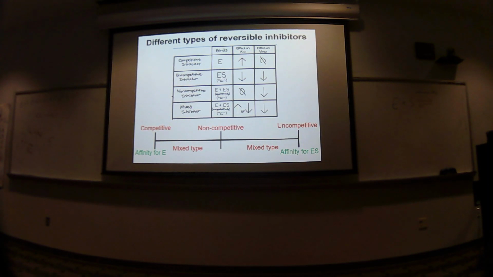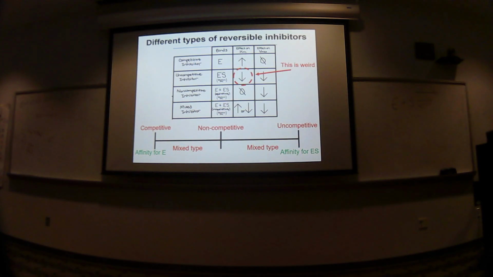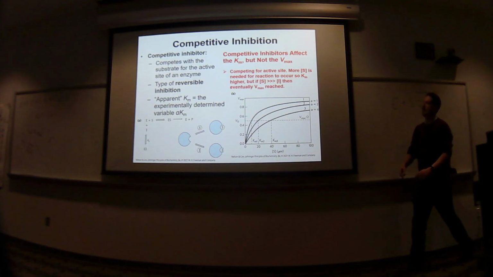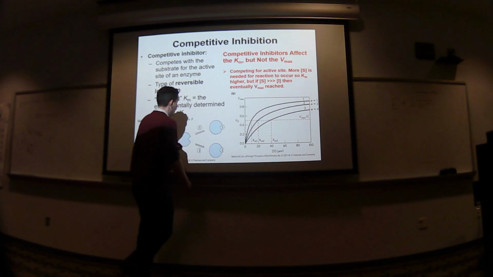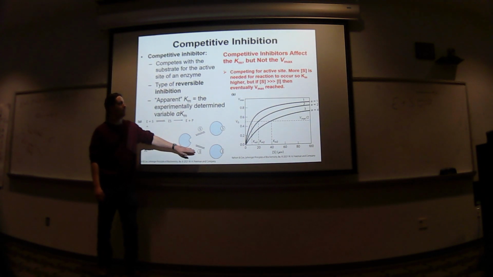All right. So, like I say, I'll just go through the slides that are explaining that. It's weird that it brings the Km down. It's because of the impact on the equilibrium. So, competitive type inhibitors, you have the enzyme, and it could bind with substrate, or it could bind with inhibitor.